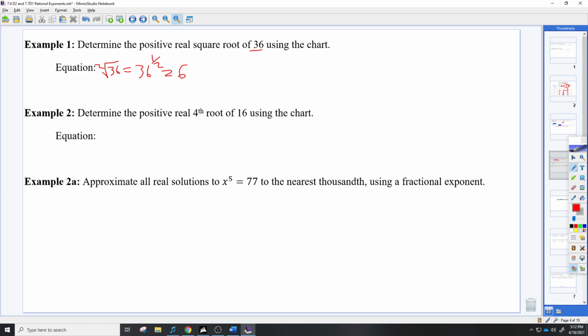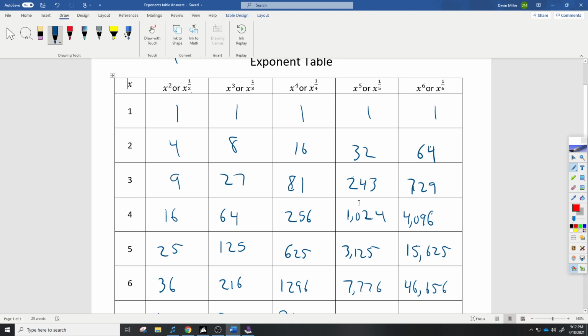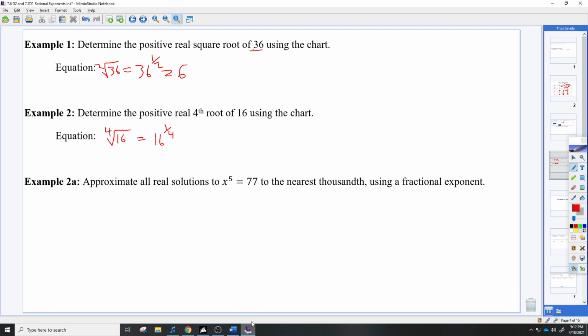Second example, determine the positive real fourth root of 16 using the chart. So the fourth root of 16 also means it's 16 to the 1/4 power. Then I would look at the chart. You could also put this in the calculator, but I'm just trying to practice using the chart. So fourth root, it's 1/4 of 16 is right here. Read all the way to the left. The number is 2.